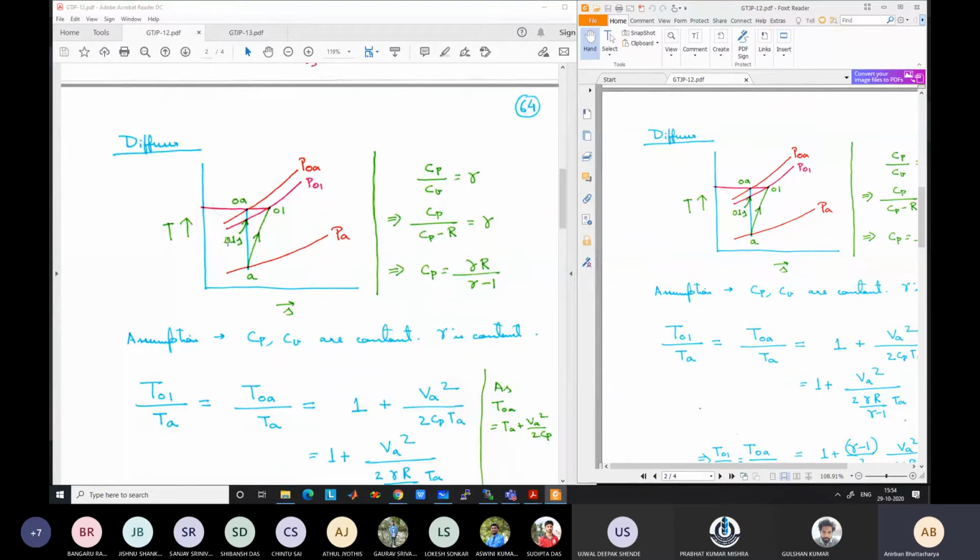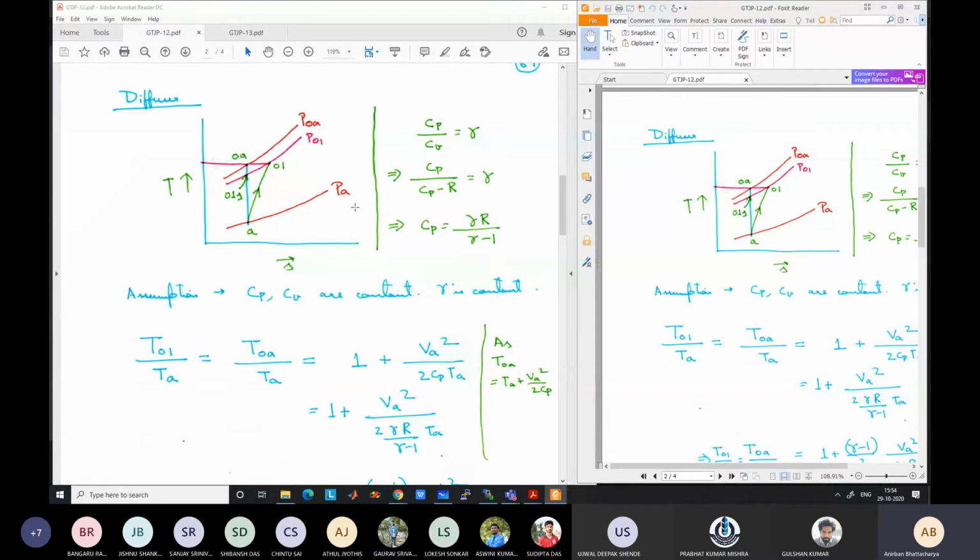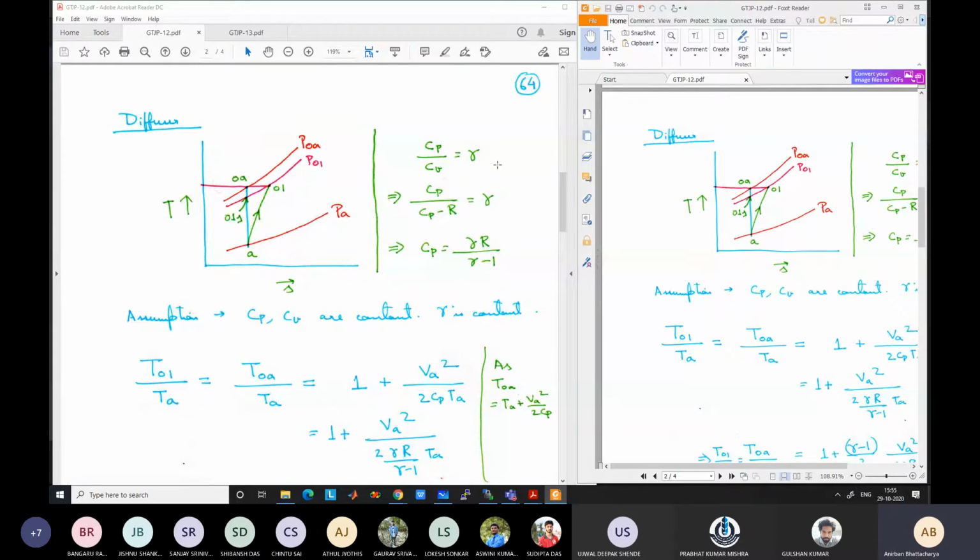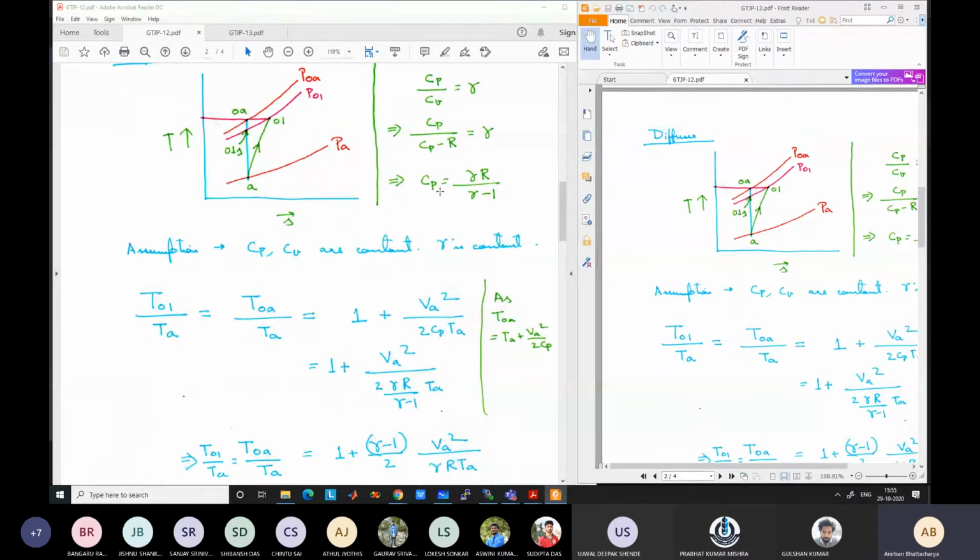Now the question is how to find this T01s, and how to relate it to the pressure. So I'm going from the very basics here. Many of you will already know this, but for those who don't remember, Cp by Cv is equal to gamma, the ratio of the specific heats. From this you can find a relation between Cp, gamma and R. Cv is Cp minus R, so Cp is equal to gamma R by gamma minus 1. You can just try this, by rearrangement of the terms.